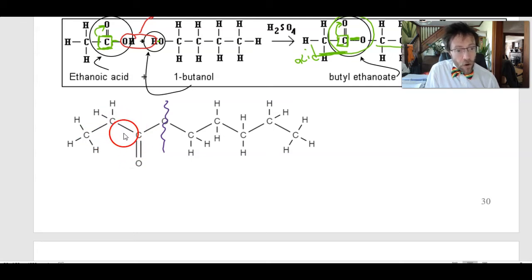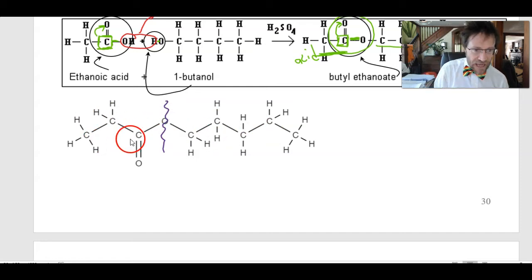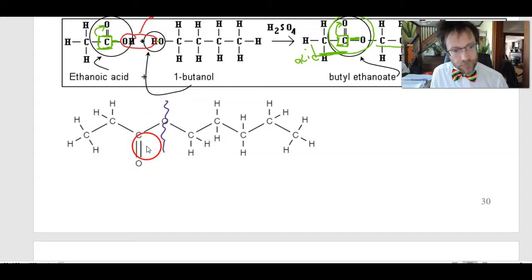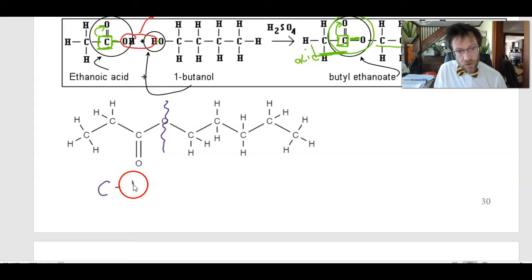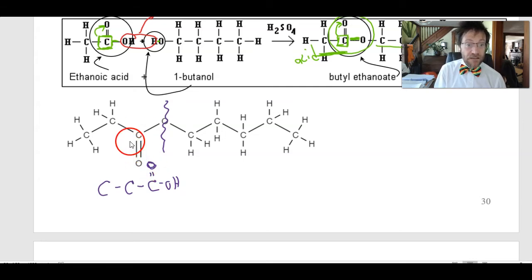So the alcohol and the acid, we can see which one is which, because this double bonded oxygen that you guys are looking at, remember, that's from the acid, right? So it must be a 1, 2, 3 carbon acid. Because the double bonded oxygen comes from the acid.